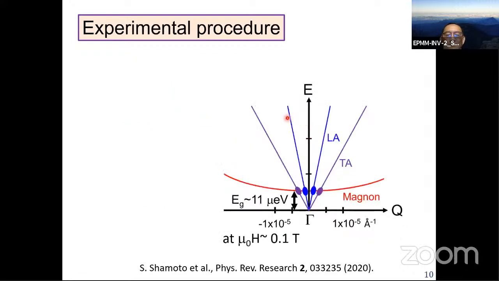Before showing you our inelastic neutron scattering result, let me show you the energy-momentum space of YIG. Because YIG is a ferromagnet, a parabolic magnon dispersion appears here. Although the anisotropy is very small, by applying a magnetic field, a Zeeman energy gap opens like this. The size is about 11 microelectron volts at 0.1 Tesla.